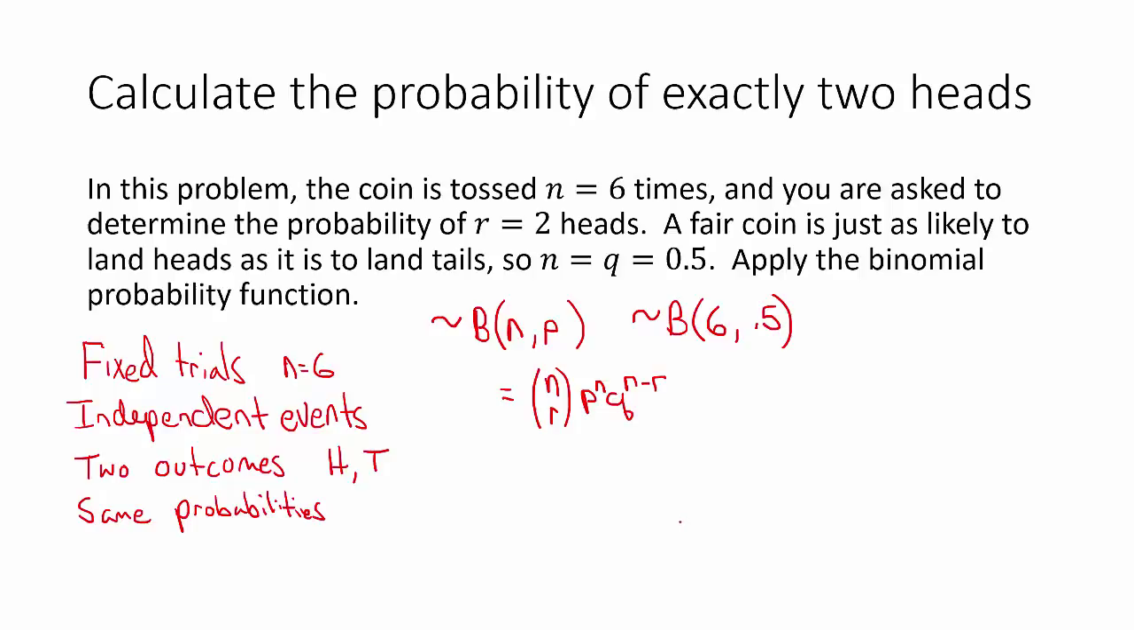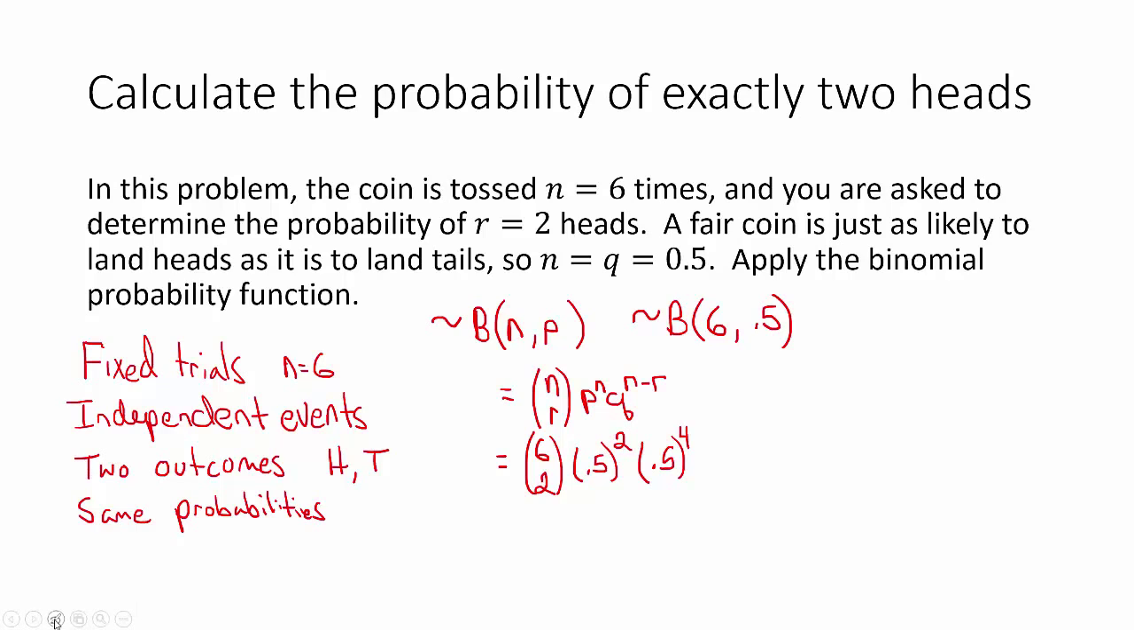So there is our formula. Now, in this case, we have 6 trials. We're interested in 2 successes. The probability of success is a half, and we have 2 successes. Then the probability of failure is a half, and we have 2 fewer failures than we have trials. So we have n minus r, or 6 minus 2, which gives us 4. So ultimately, that is the equation that we are attempting to solve.